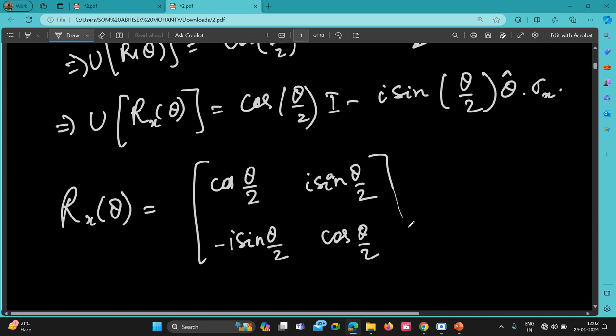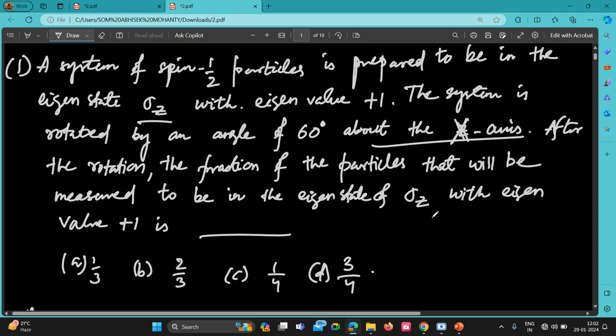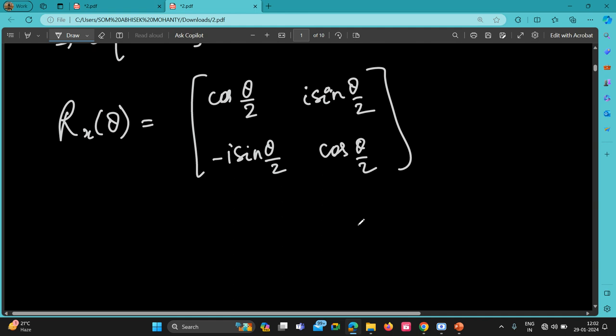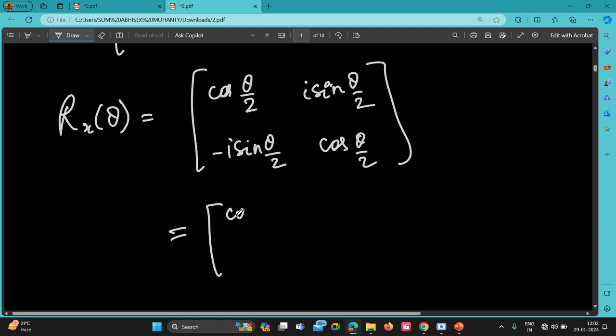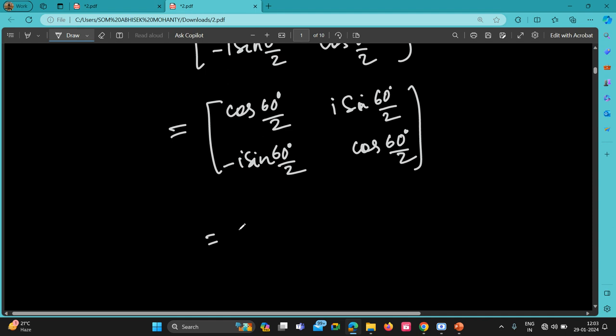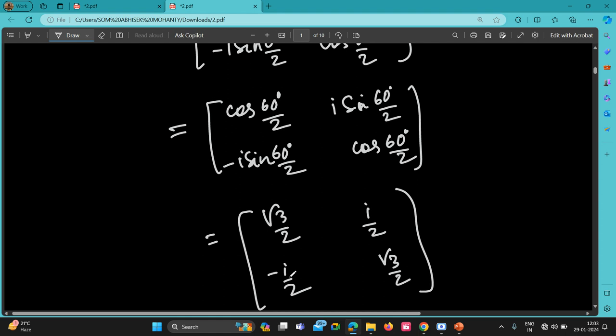And what is the rotation here about x axis? 60 degree rotation. So what will I do? I will put in place of theta 60 degrees, isn't it? Cos 60 degree by 2, i sin 60 degree by 2, minus i sin 60 degree by 2, cos 60 degree by 2. So cos 30 is root 3 by 2, i sin 30 is i by 2, minus i by 2, and this is root 3 by 2. This is a rotation matrix, right?